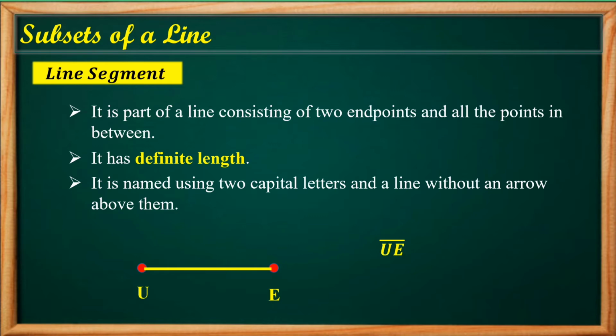Okay, for example, here is line segment UE. Observe that the symbol has no arrowhead. When there is an arrowhead, that is a line. But when there is no arrowhead, it means line segment. That is line segment UE. We can also say line segment EU.